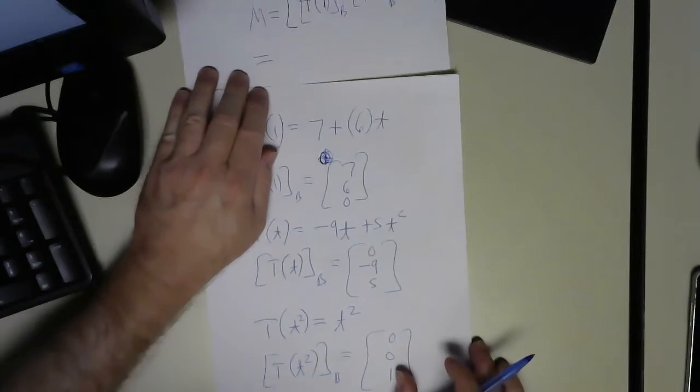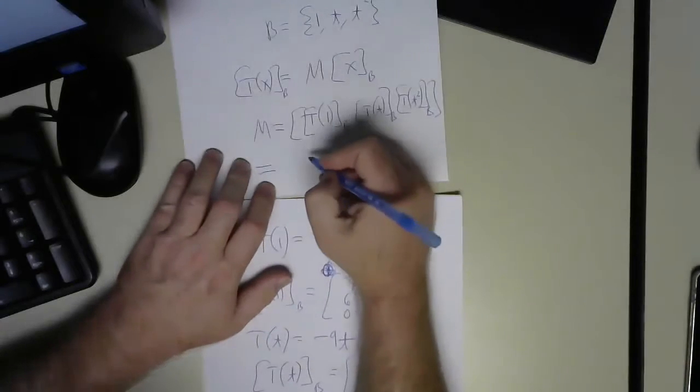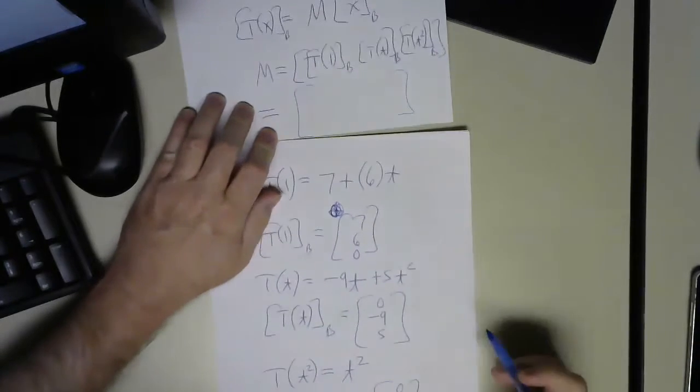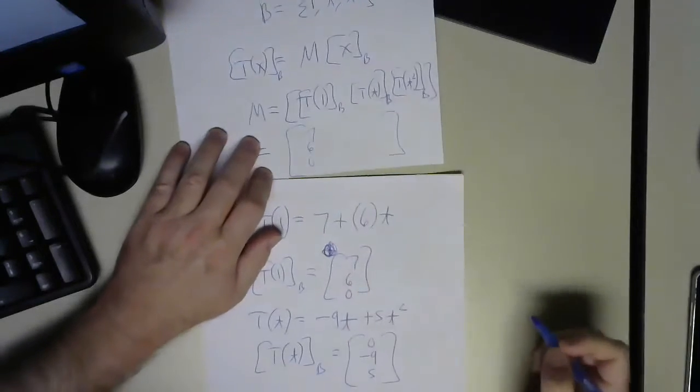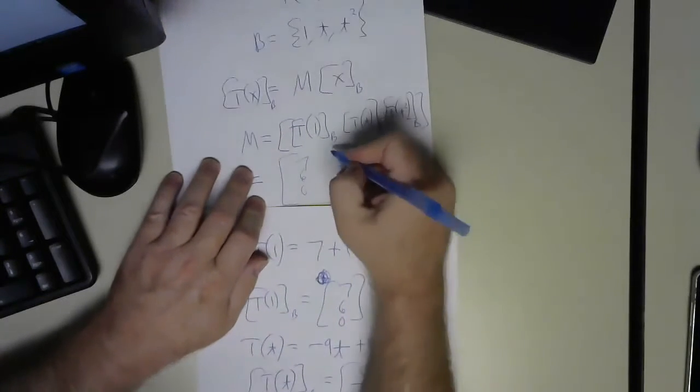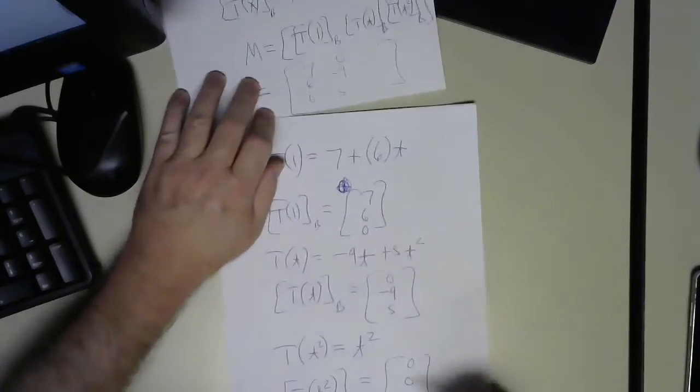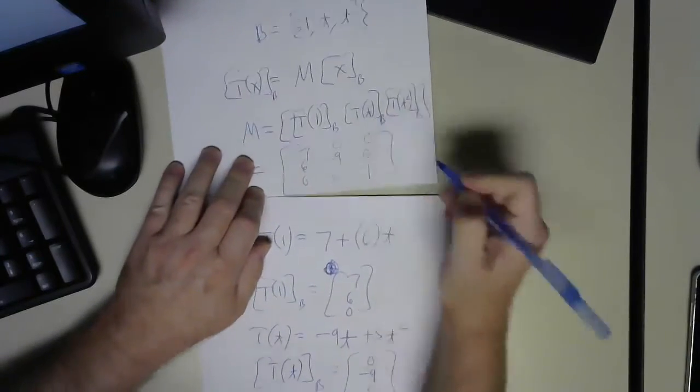All right, so now we go back to page 1 and just make a matrix out of that. The first column is just going to be 7, 6, 0. The second one is 0, negative 9, 5. And the last one is 0, 0, 1. And I think that is it.